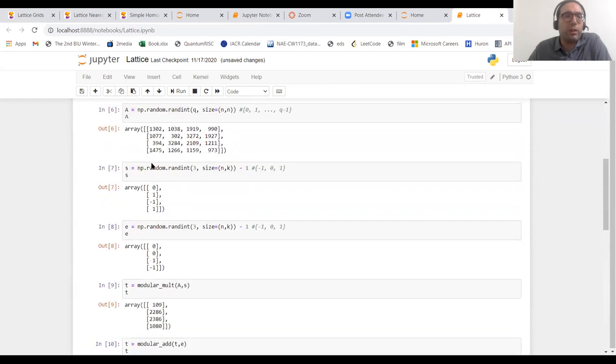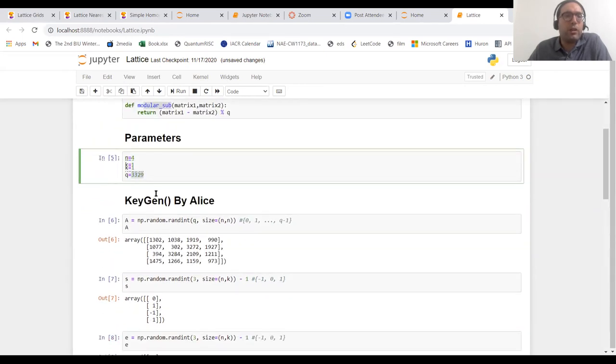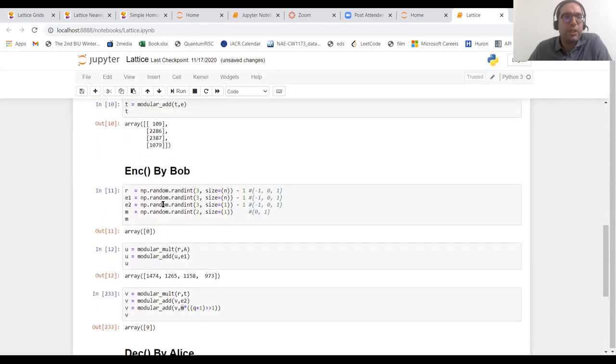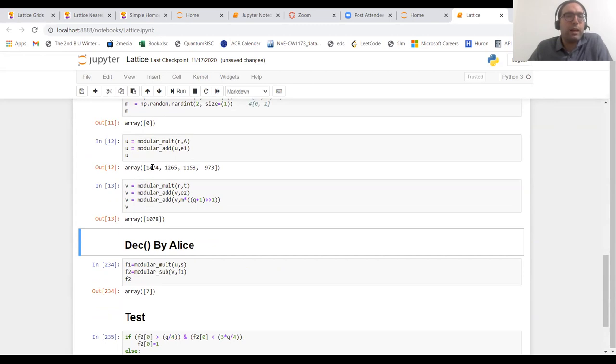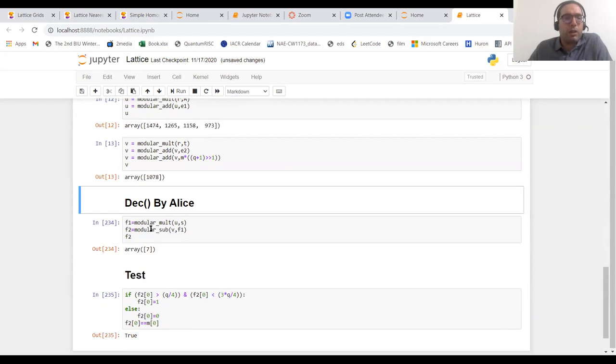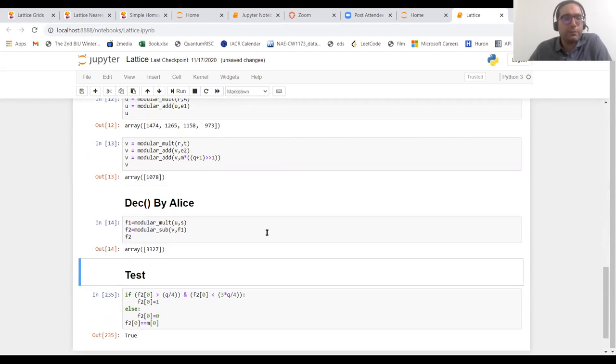Here Q in our computation is 3329, so if message M is equal to one, it will be converted to 1665. So he computes the ciphertext V, and then Alice can decrypt the message M by computing V minus U times S. This value should be rounded to zero or one: if the value is near 1665, it will be rounded to one. If it's near zero or 3328, which is the end of our finite field, the next integer will be zero again, so it will be rounded to zero.